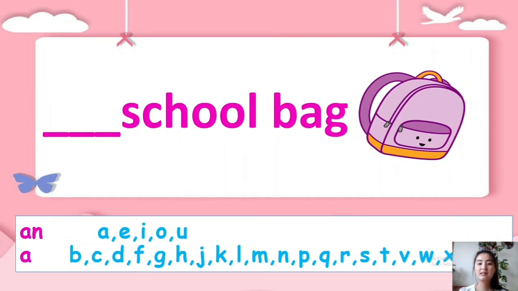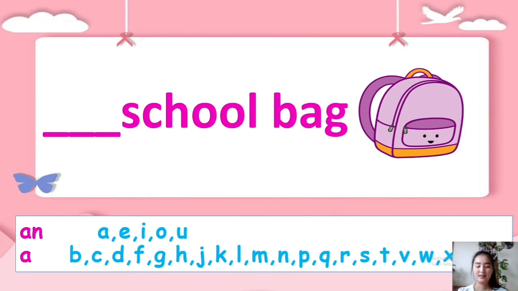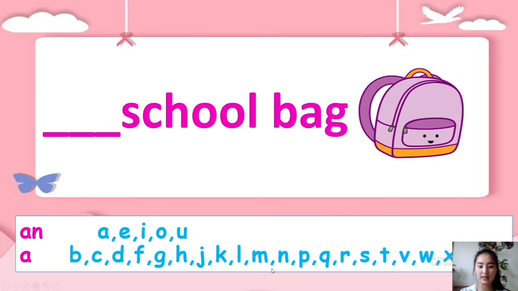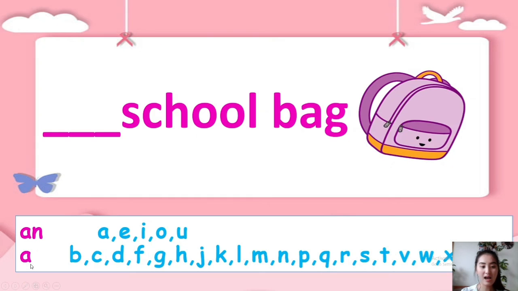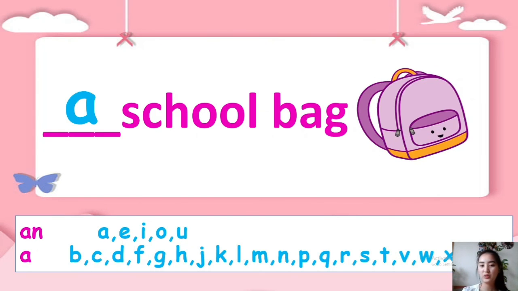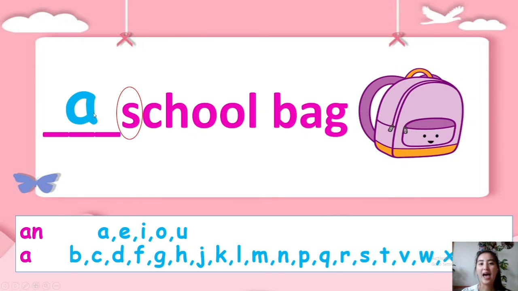Next, blank school bag. So school bag starts with letter S. Letter S. Where is it? Here, letter S. So are we going to use a or an? The answer is a school bag. Very good, because school bag starts with letter S. That's why we need to use the article a.